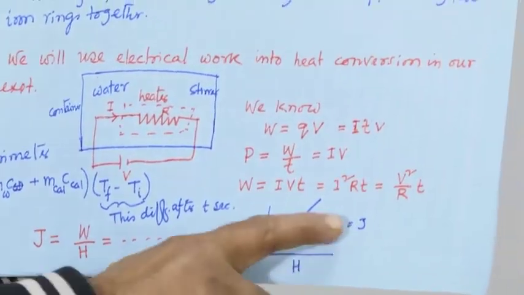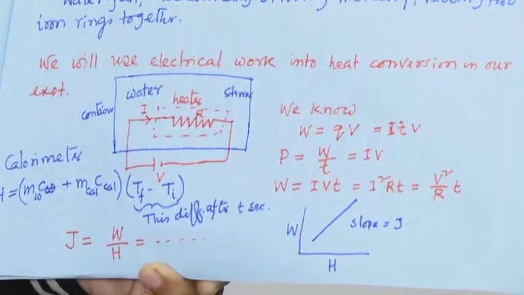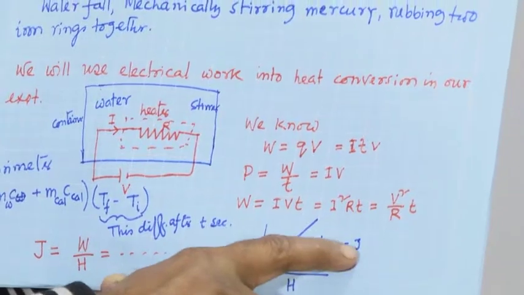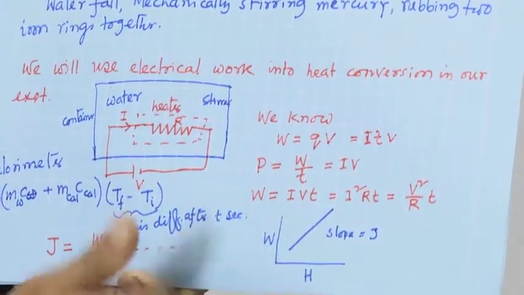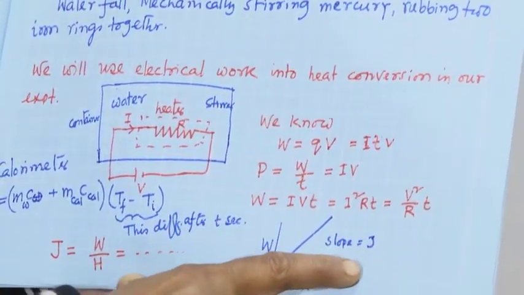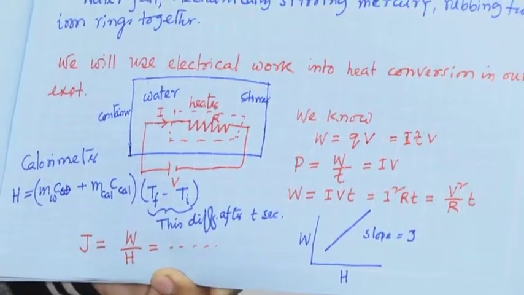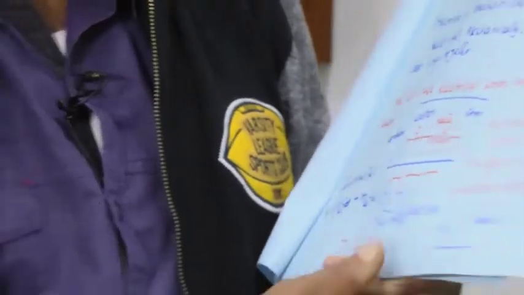As I told, the J value is 4.2 joule per calorie. So here we are expecting the experimental value to be close to that. So that's what we'll find out. Okay. So let us see our experimental setup.